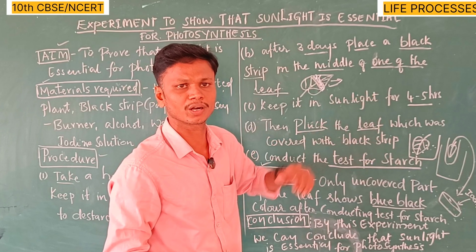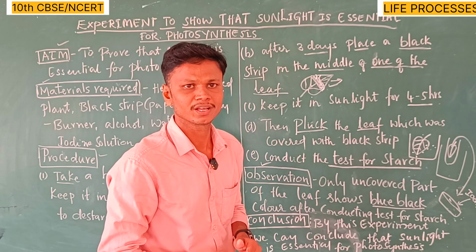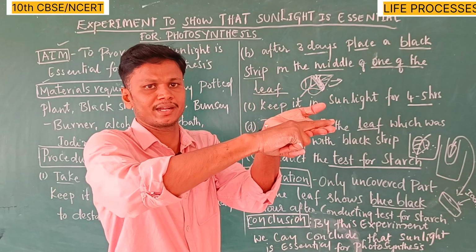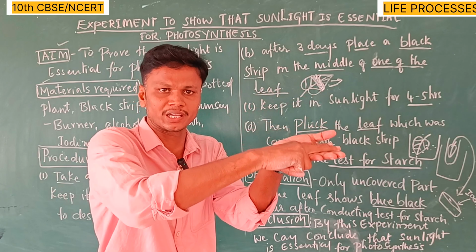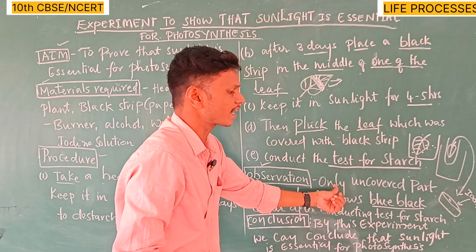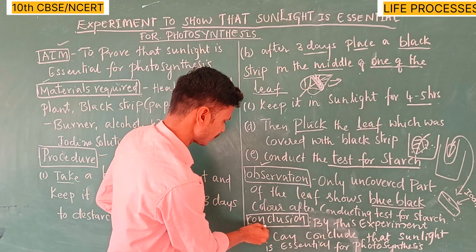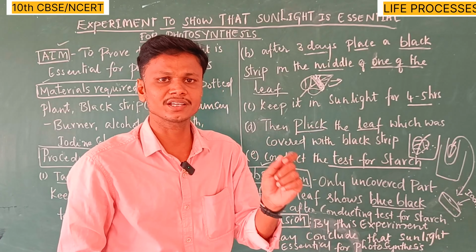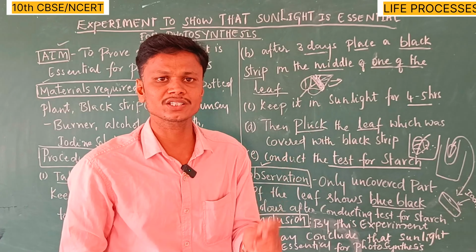Why not the covered part? So here is the answer. Where you cover this black strip, it will not allow sunlight to get into the leaf. So with this experiment, we can conclude that sunlight is very much essential for photosynthesis. Is that clear? Hope it is clear for everyone.